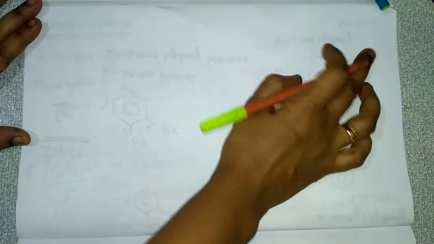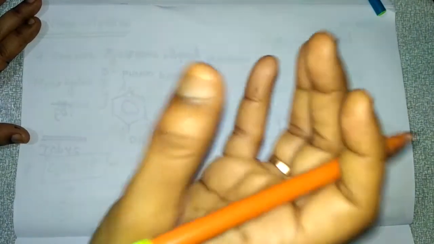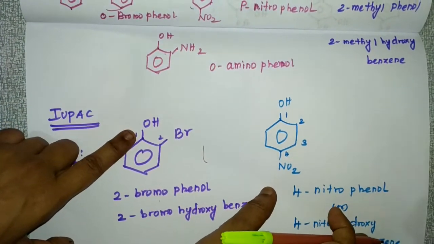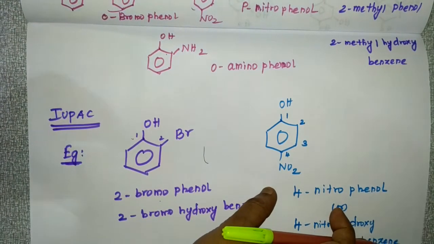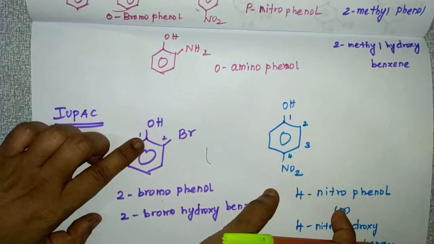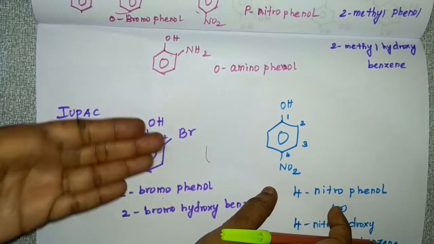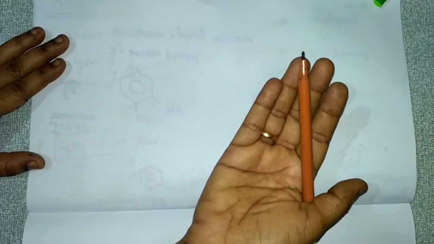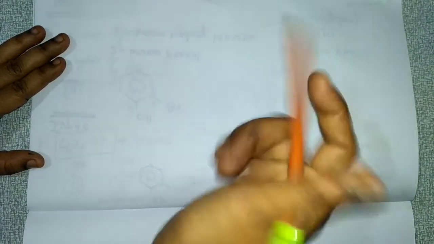If phenol contains a group senior to that OH group. See, in the previous example, OH only we had considered as the senior group, and other substituents were coming after OH. Okay, if you are getting substituents senior to this OH group, how do you have to name it? I'll tell you.